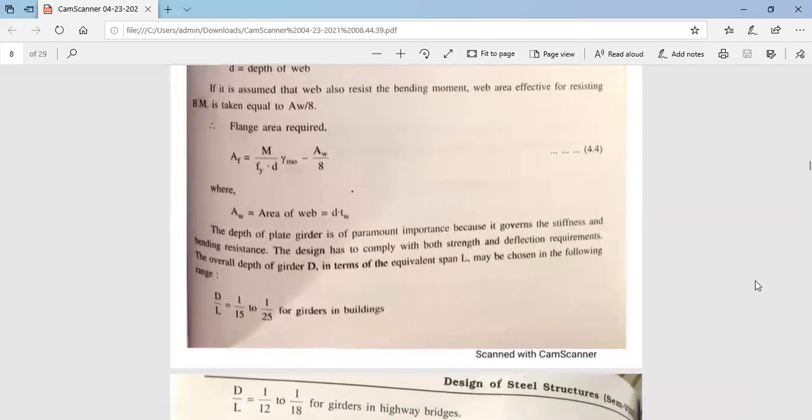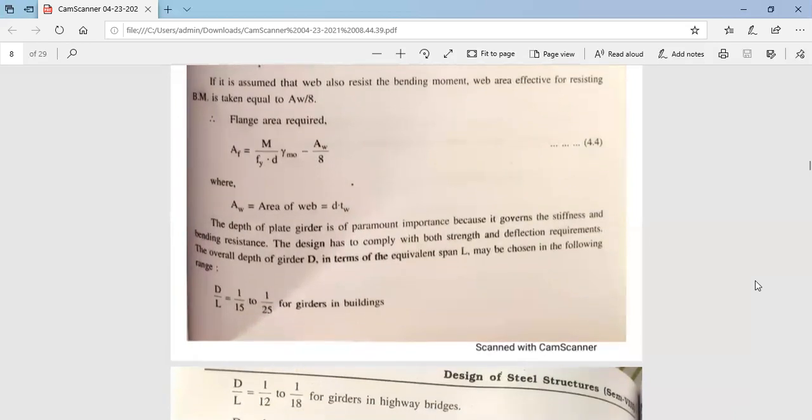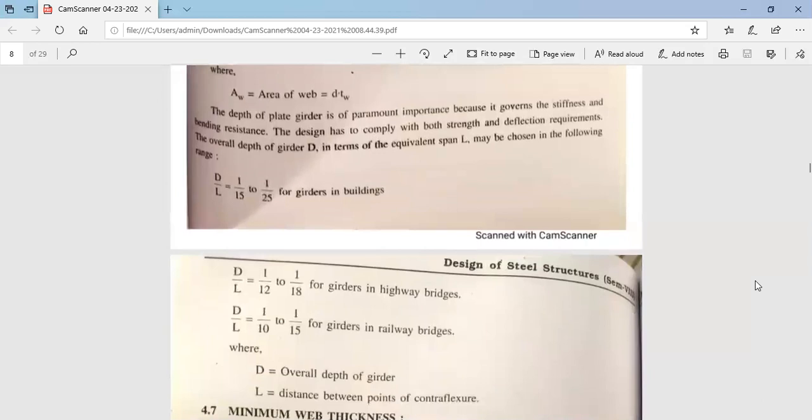Right, so the flange area required is AF equal to M into gamma M0 divided by Fy into (D minus AW divided by 8). Here AW is equal to the area of web, which is D into TW. The depth of the plate girder is of paramount importance because it governs the stiffness and bending resistance, so the design complies with both strength and deflection requirements.